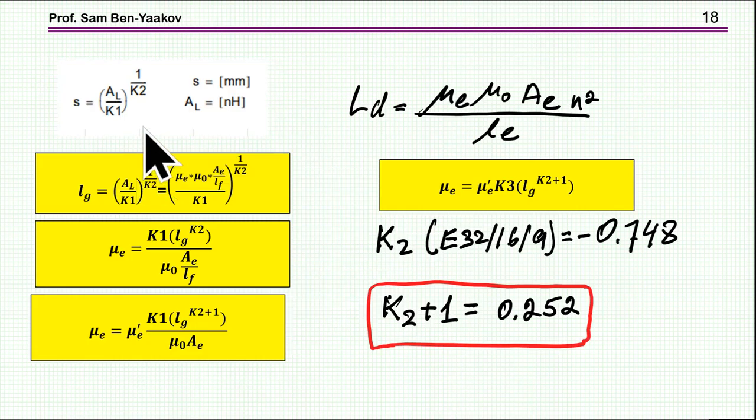Now, interesting enough, using this experimental template the TDK is using, we can actually calculate from here what is the permeability, equivalent permeability, and we see that the LG has a power term here, K2 plus 1, which for this core is like 0.252. So, in fact, this equation also shows that there is a correction that you have to apply in order to get the equivalent permeability, and this is based on experimental data.